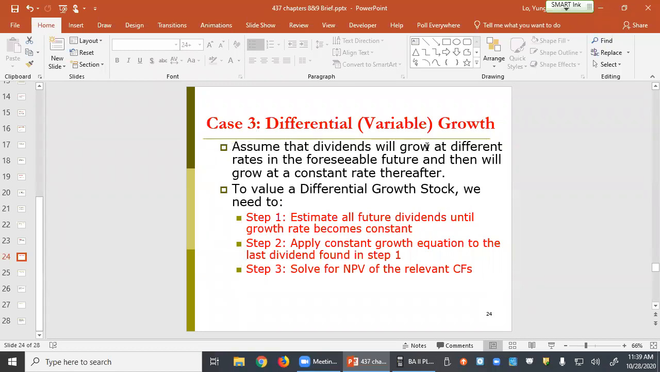You assume that dividends will grow at different rates in the foreseeable future and then grow at a constant rate thereafter. So let me close the door.